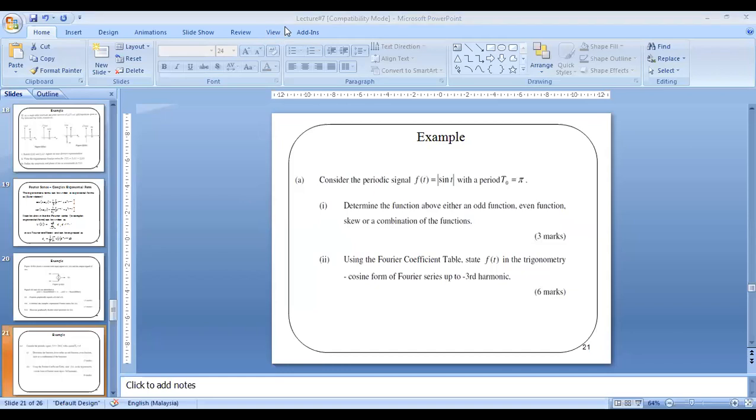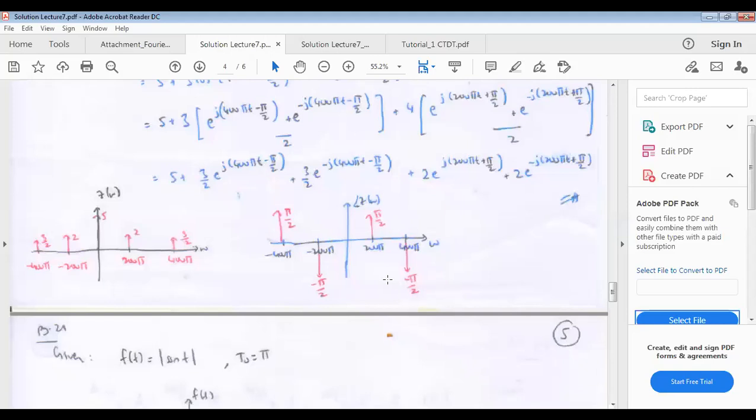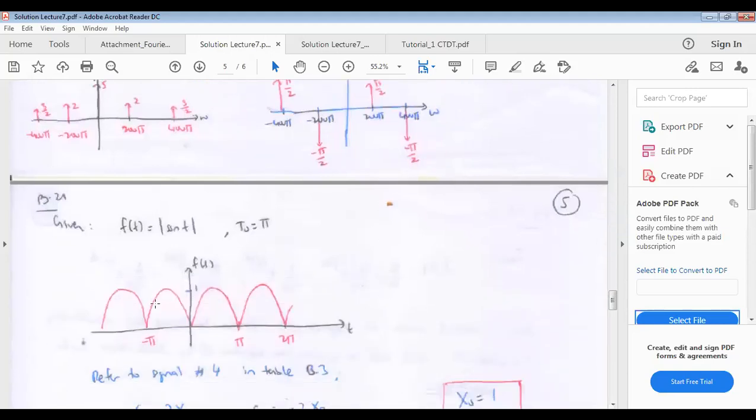This is the sin t function, with the given period of T naught equals pi. If we illustrate the f(t) function, it should look like this, with an amplitude of 1. A normal sin t would peak at 1, then go down to -1, and back up to positive and so on. But since we have a modulus, all negative peaks are reflected to positive, so the modulus of sin t looks like this. T naught is pi because the signal repeats every pi. So this is clearly an even function.